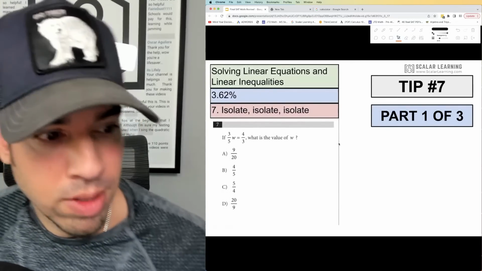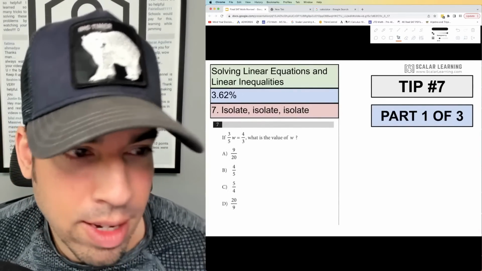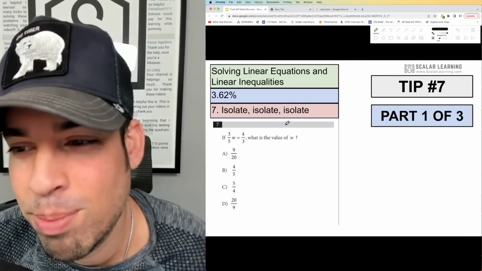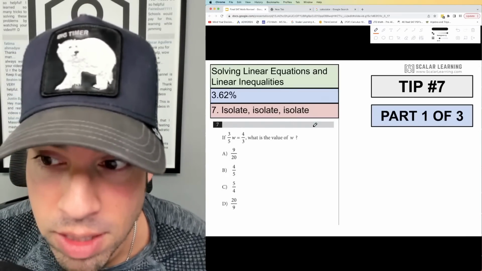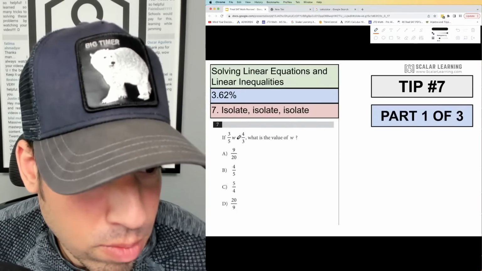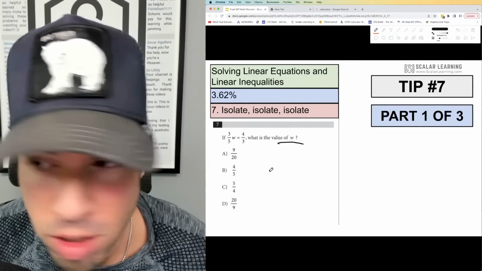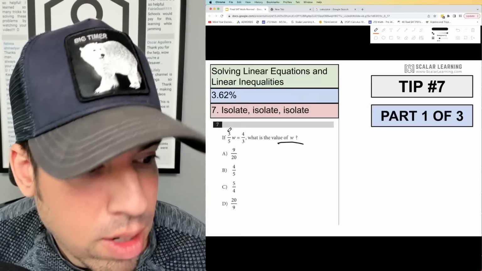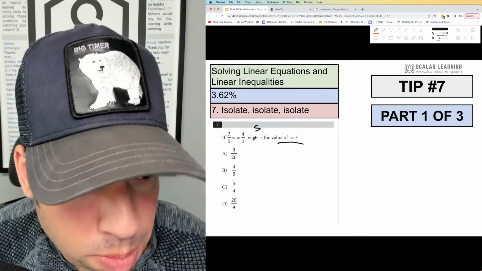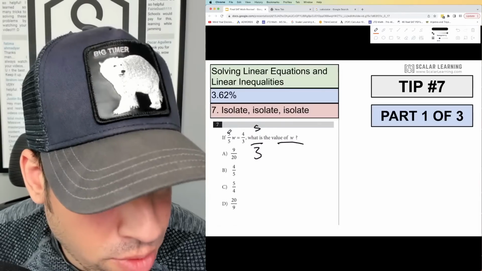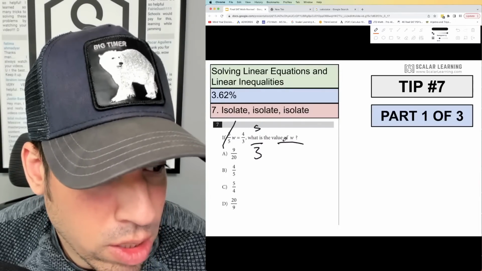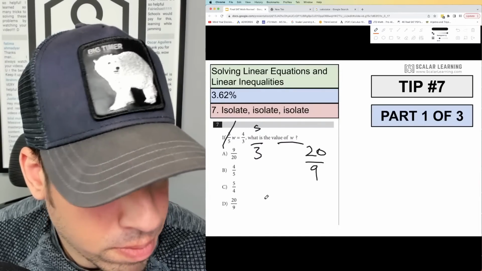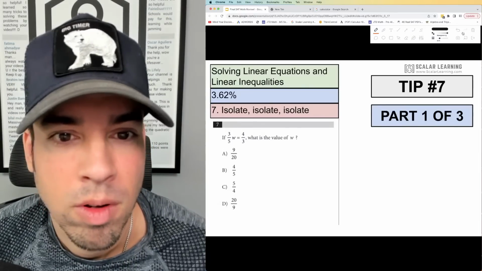Okay, tip 7. Isolate, isolate, isolate, right? We basically did that just now, to be honest. But what is the value of w? Just get the w by itself. How do we do that? Get rid of the 3/5, which means we multiply by the reciprocal 5/3, and we get 20 over 9. Boom. Next.